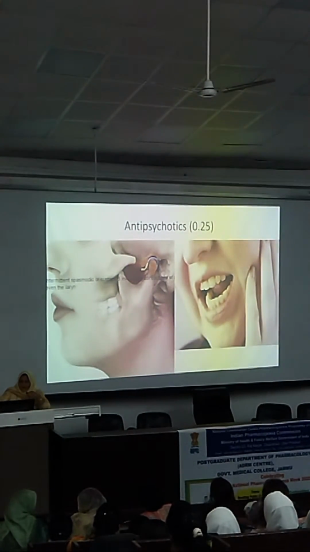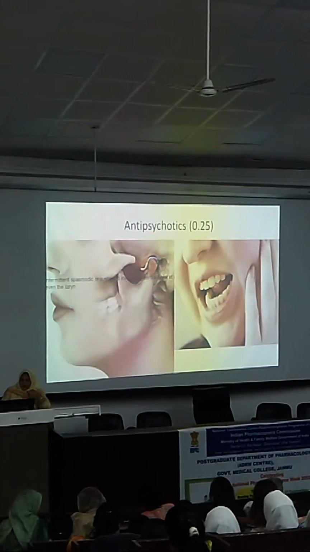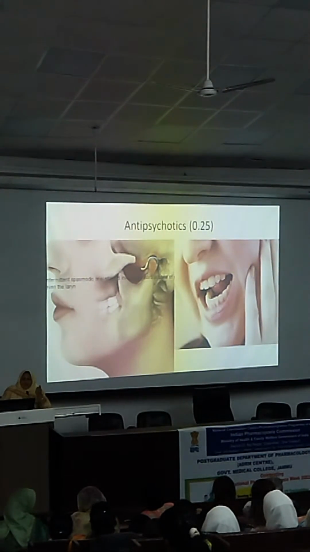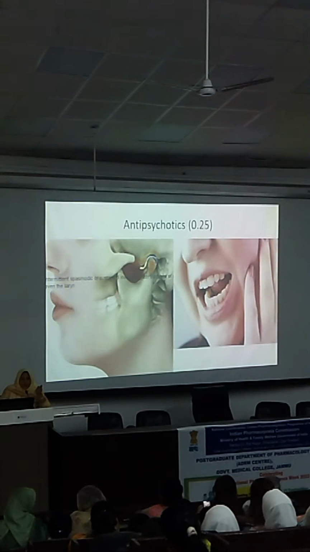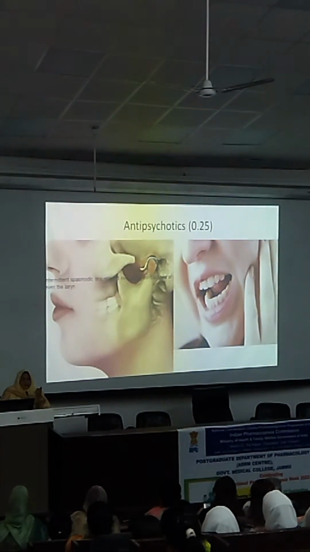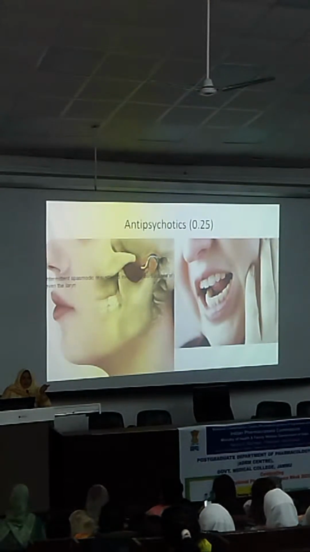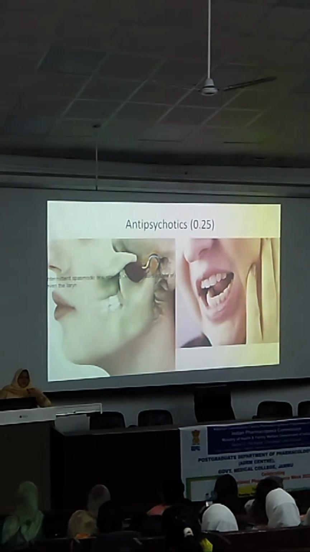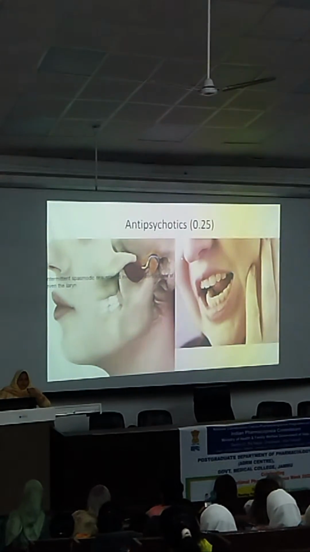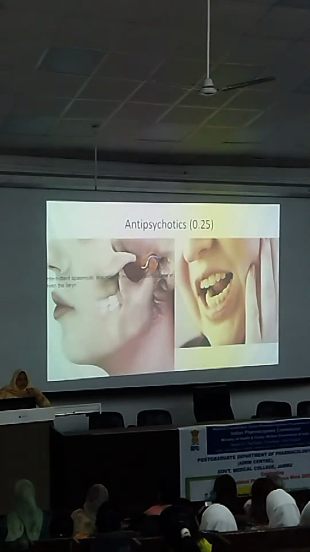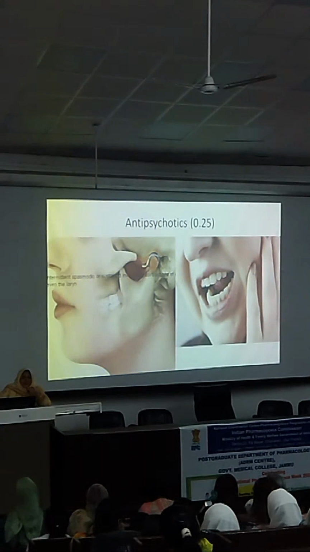So you can see in the picture the patient is unable to open the jaw. This is because of the spasmodic involuntary contractions of the jaw due to the excessive dose of antipsychotics. So the doctor prescribed 0.25 milligram, but the chemist has given 2.5. Now the patient does not know whether it is 0.25 or 2.5, it is the chemist who has to check how much the doctor has prescribed. So this is the prescribing error.